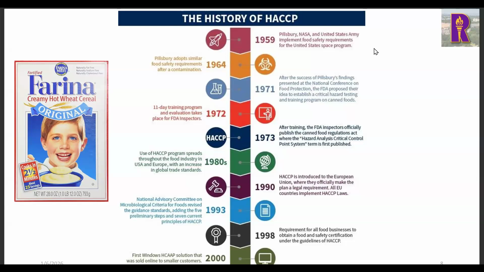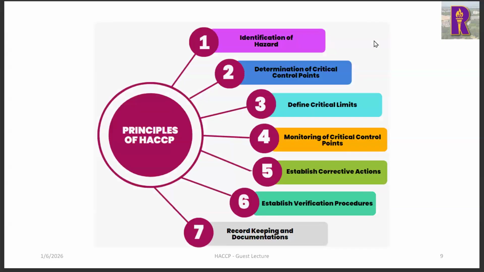So let's move into those very fine level of 7 principles. The first one is the identification of hazard, and the next is critical control points determination. Next is critical limits. Next, monitoring those critical control points. The next is corrective actions, and next is the verification methods, and finally the documentation and the record keeping. These all we would have studied under the syllabus of food technology itself.